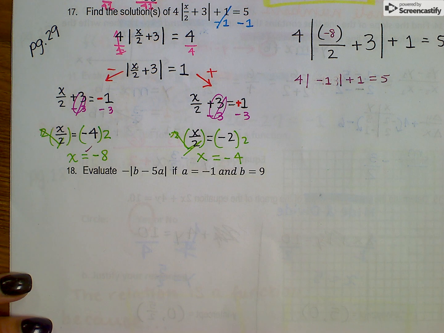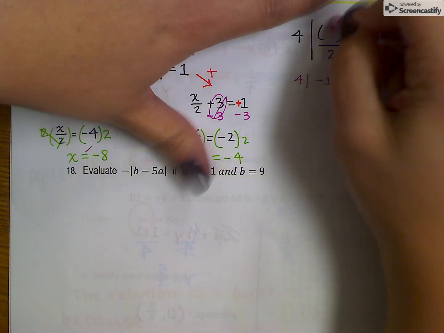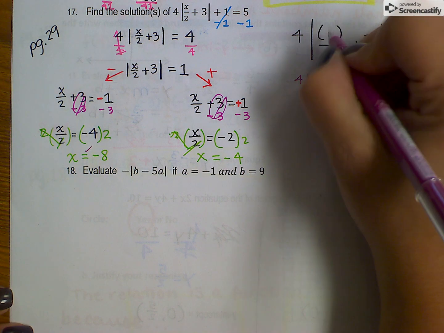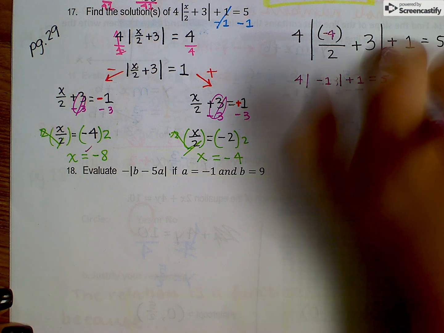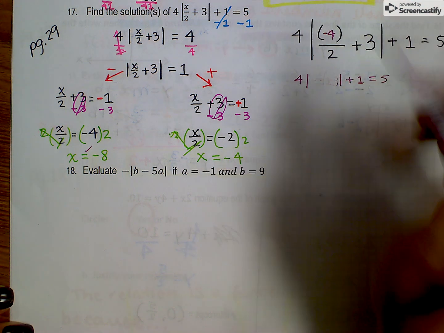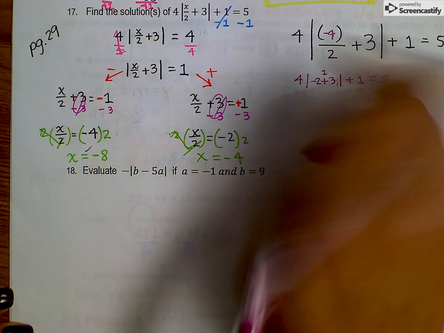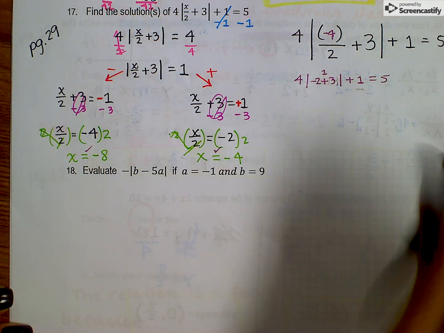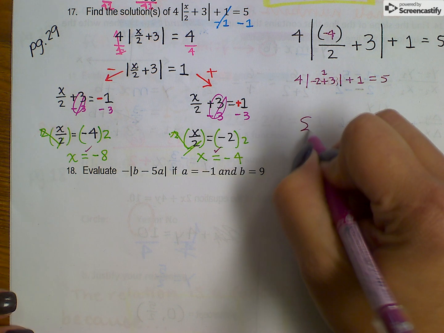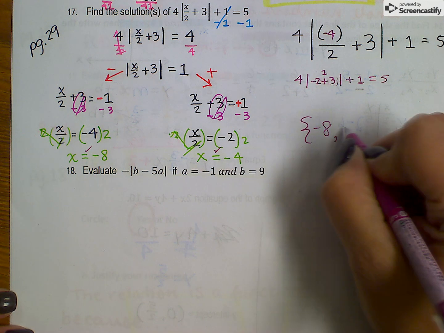And let's go ahead and replace this with a negative 4. So negative 4, that's negative 2 plus 3. That's 1 again, and so this one checks as well. My solution set would look like negative 8, comma, negative 4.